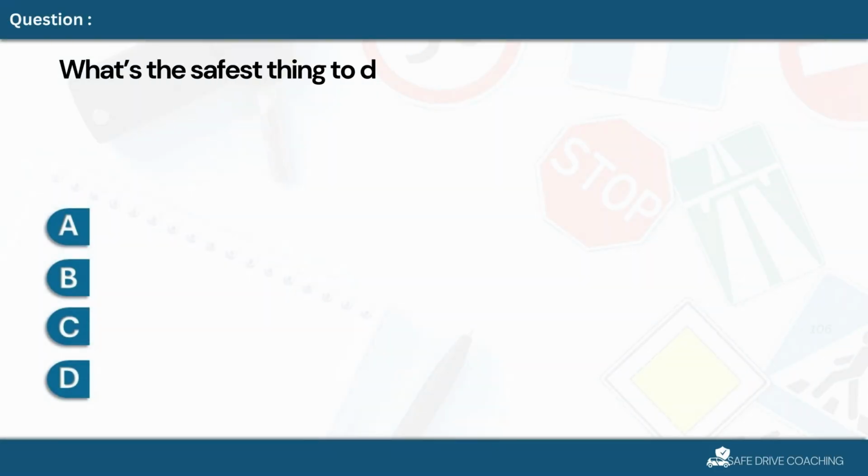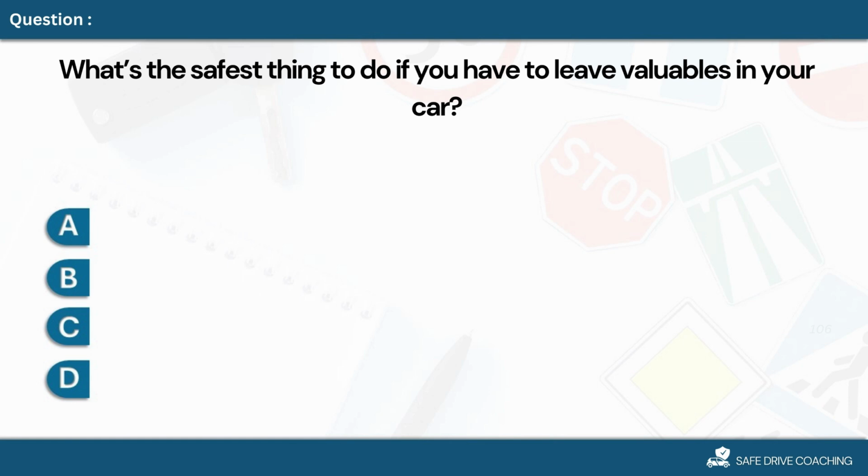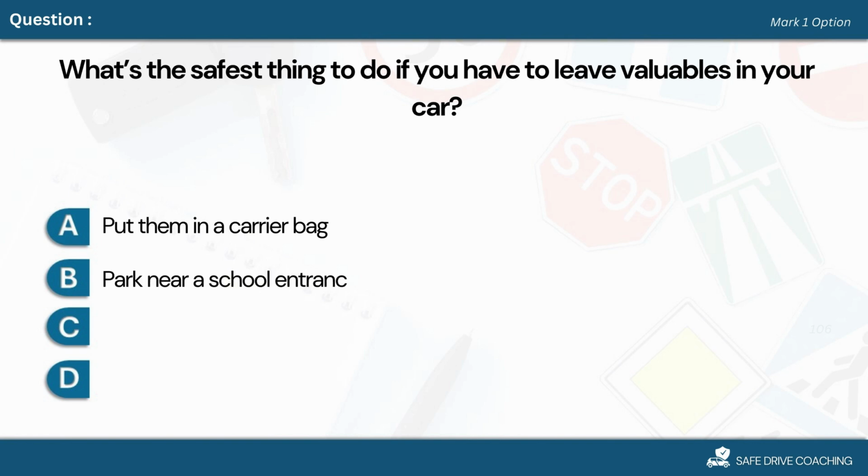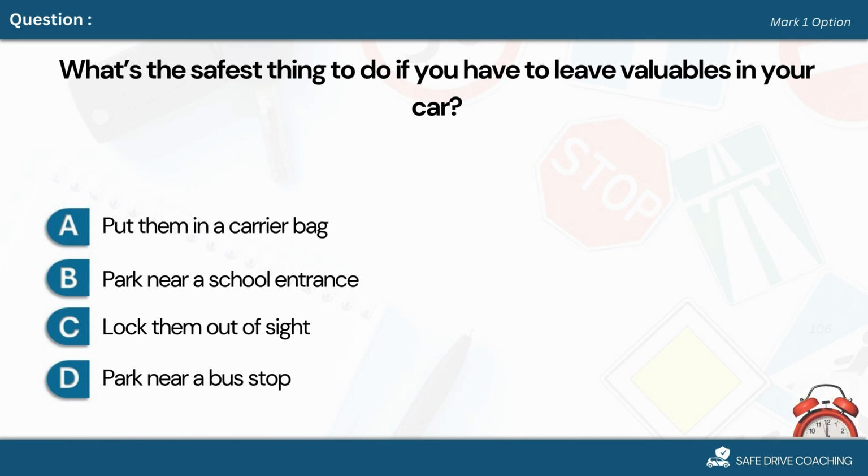What's the safest thing to do if you have to leave valuables in your car? A. Put them in a carrier bag. B. Park near a school entrance. C. Lock them out of sight. D. Park near a bus stop. The correct answer is C. Lock them out of sight.